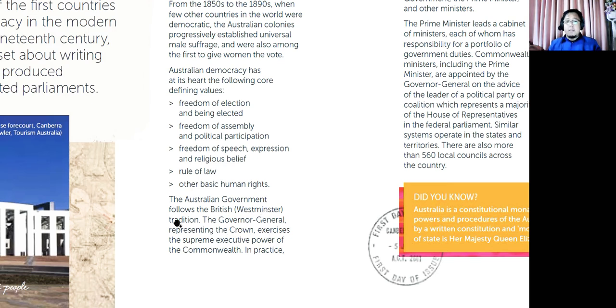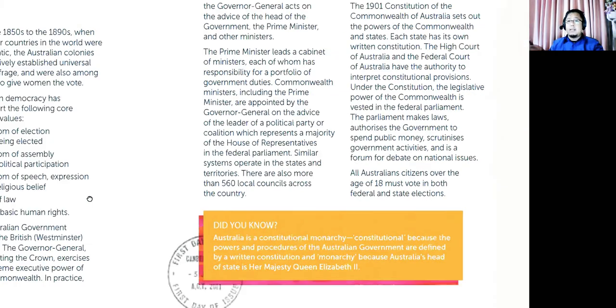The Australian government follows the British Westminster tradition. The Governor-General, representing the Crown, exercises the supreme executive power of Commonwealth. Jadi, pemerintah Australia ini mengikuti instruksi yang ada dari Commonwealth UK, yang ada di Inggris.